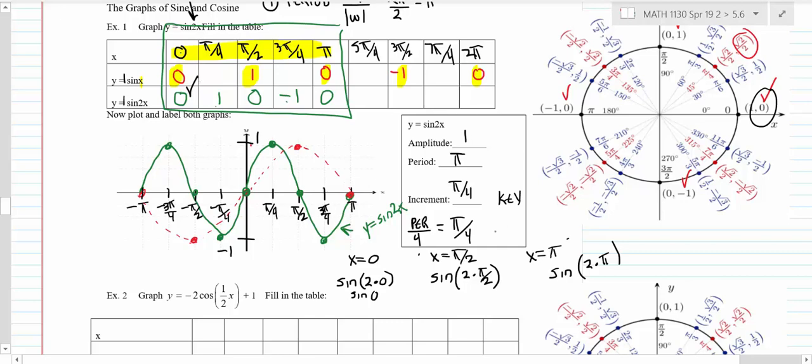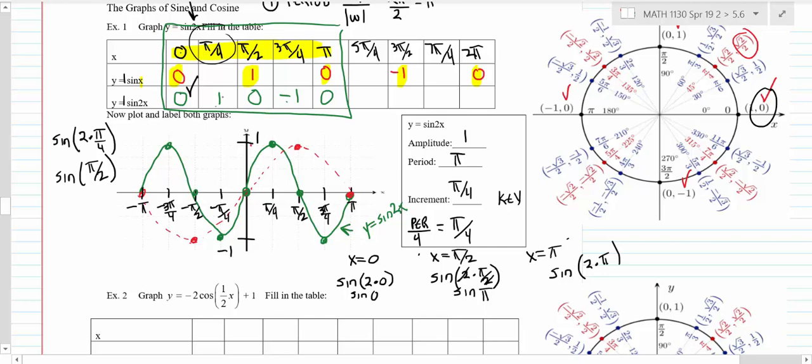If you do the sine of 2 times pi over 2, well, what happens to the 2's? They cross out. So what you're really doing is the sine of pi. Well, the sine of pi is 0, okay, like that. So that's how we're getting those y values. And I'm going to do one more here. I'm going to do pi over 4. So if I did the sine of 2 times pi over 4, that's really the sine of pi over 2. And if you look at my unit circle, the sine of pi over 2 is 1.